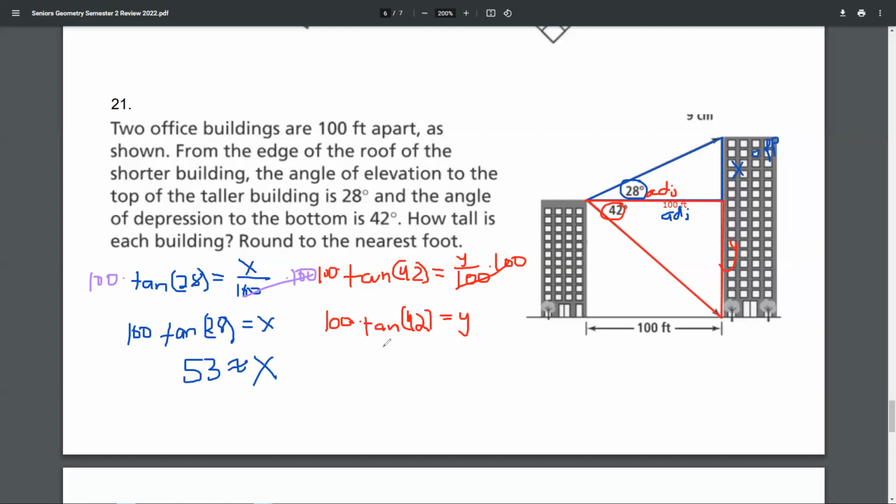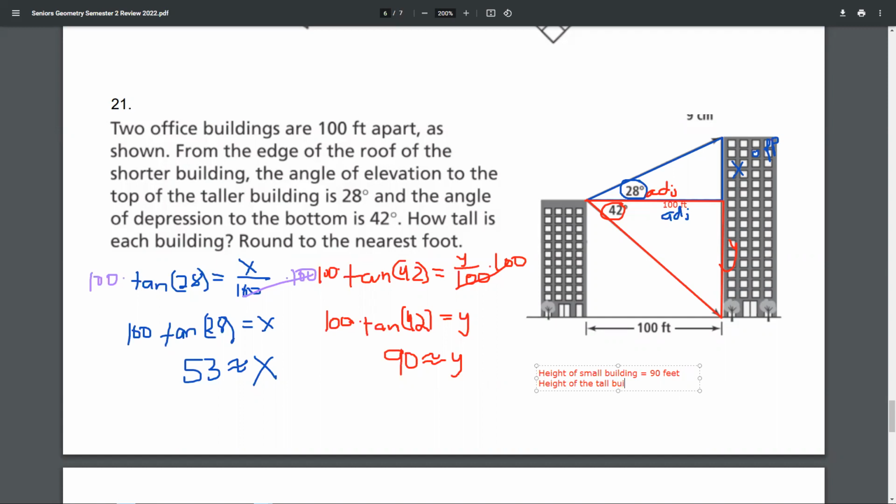All right, and then put that in my calculator, 100 tangent 42. And I get approximately 90 feet. All right, so that red height here, the height of the small building, is going to be equal to 90 feet. Right, the height of this triangle is the same as the height of the building.